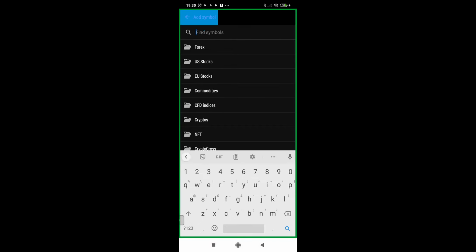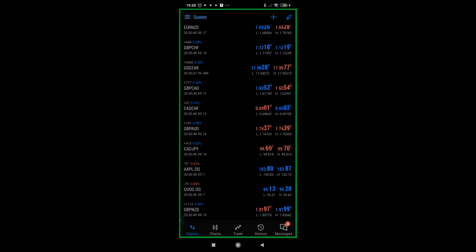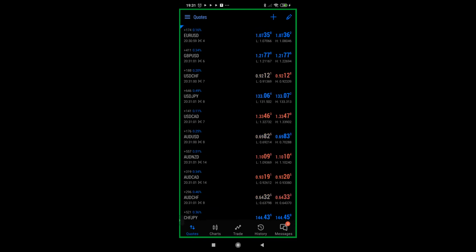When I go back to my quotes tab, I'm going to see it at the very bottom. You can see I've added Apple, I've added Google, and I've added GBP NZD. You can see all of them at the very, very bottom. Okay, so that's how you populate your quotes.